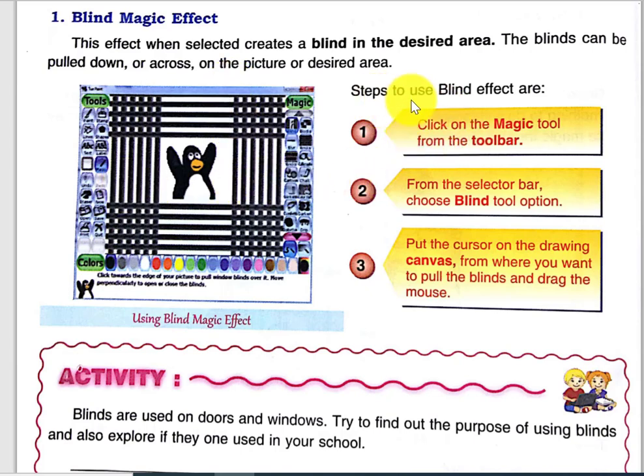How to do this? Steps to use the blind effect are: click on the magic tool from the toolbar. This is the magic tool. From the selector bar, choose the blind tool option. Put the cursor on the drawing canvas from where you want to pull the blinds and drag the mouse. Just pull down your left mouse button, or drag the mouse from left to right. Your magic effect will come.